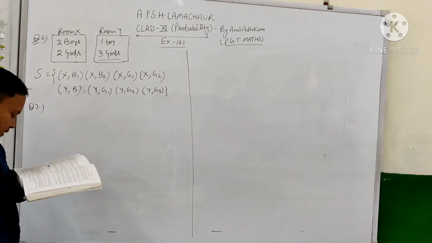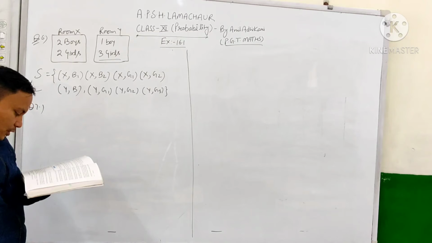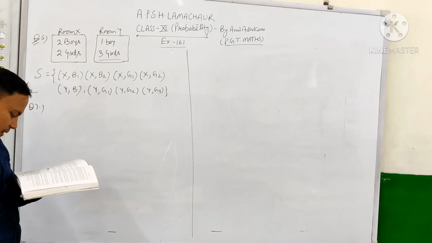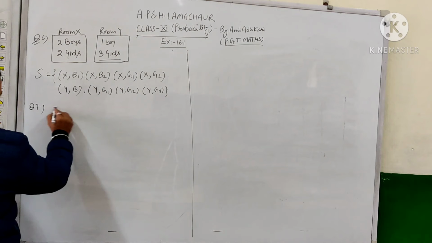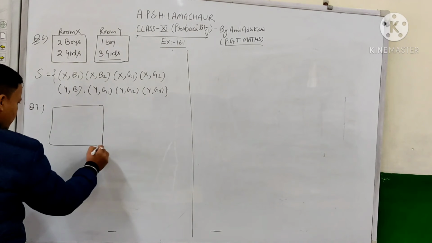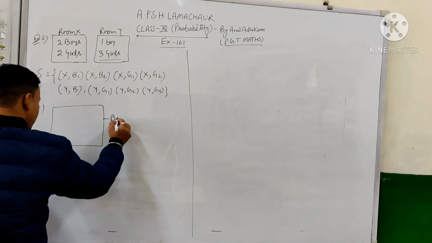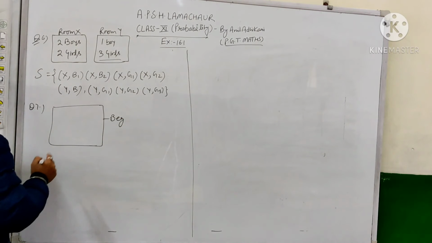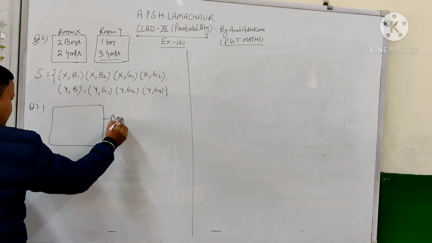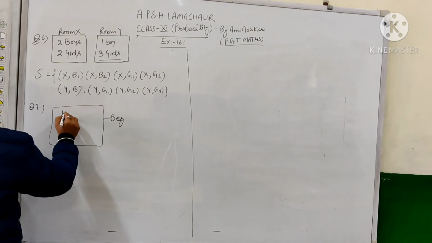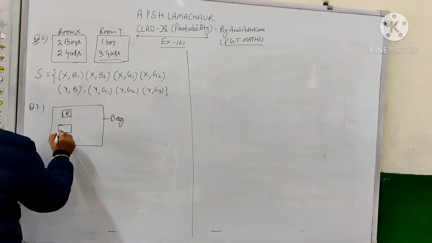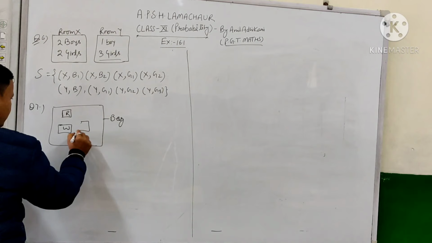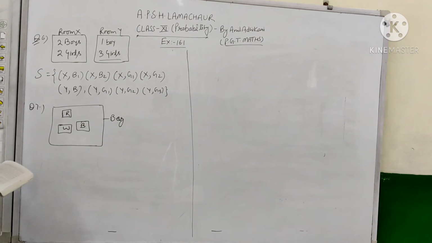Question number 7 is: 1 die of red color, 1 of white color and 1 of blue color are placed in a bag. So there is a bag, this is a rough figure for this condition. The bag is containing one die of red color, one die of white color and one die of blue color. So 3 dice are there.